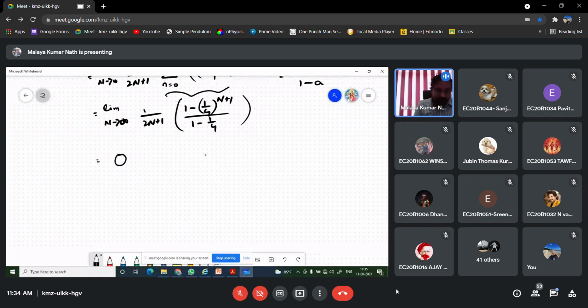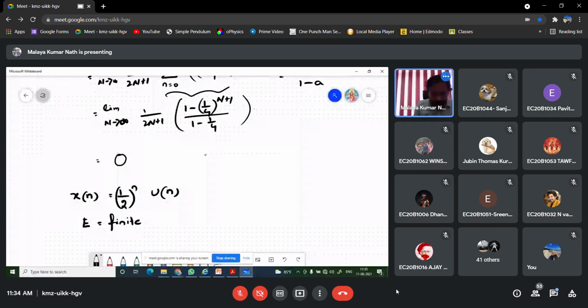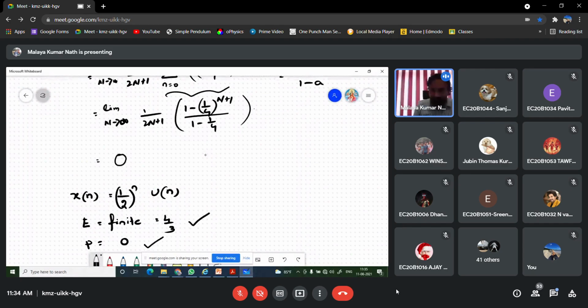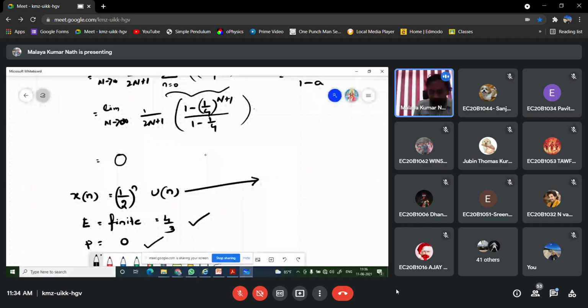So from this we know that for the signal x[n] equal to (1/2)^n u[n], the energy is finite. How much are you getting for energy in this case? That is equal to 4 by 3. And what power did we get? We got power equal to 0. So as energy is finite and power is equal to 0, this signal is called an energy signal. Are you getting my point?